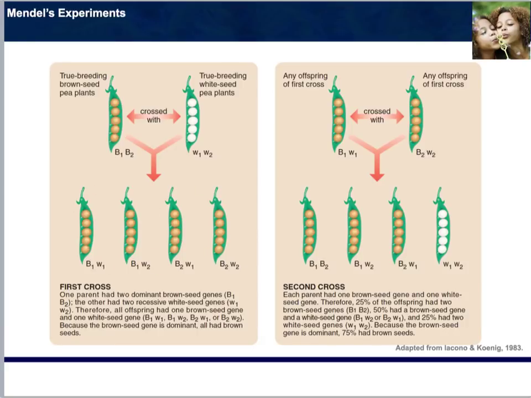Then Mendel bred these first generation offspring with one another. And so we see this particular example here.